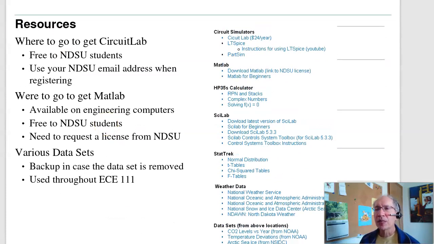Another place on Bison Academy are resources. If you want to know how to get to Circuit Lab, here's where Circuit Lab is located. How to download MATLAB, some HP calculator help. Scilab is a free version of MATLAB, which isn't really relevant since MATLAB is free for all ECE students. But once you graduate, you might want to switch to Scilab. And some data sets. We'll use the data sets throughout this class.